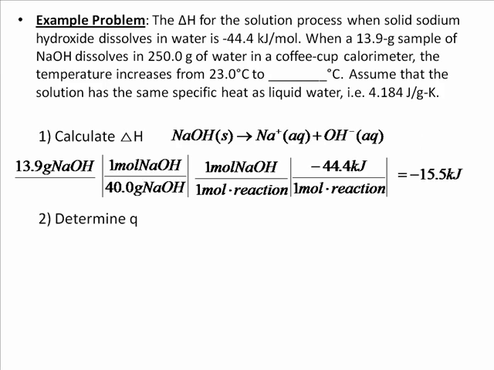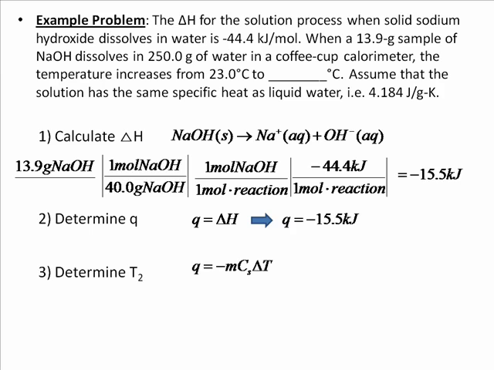And from there, as we described on the last page when we made our plan, determine the heat, the Q, the heat flow. Q is equal to delta H. So Q, the heat that flows, is equal to the change in enthalpy. Simple as that. Now determine the final temperature of the calorimeter.